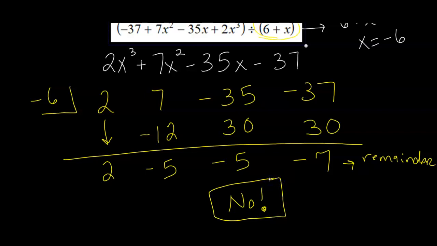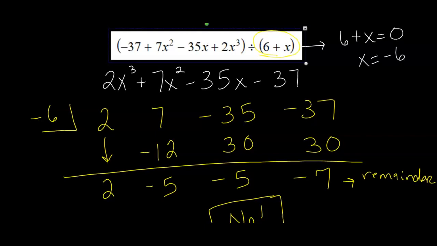So everything you do today is going to be synthetic division. If they ask you to evaluate, your answer is an ordered pair. If they ask you to state if the binomial is a factor, then your answer is a yes or no. If you have a zero remainder, it's a yes. If you have something other than zero, then the answer is no.